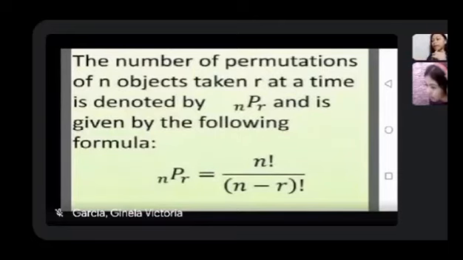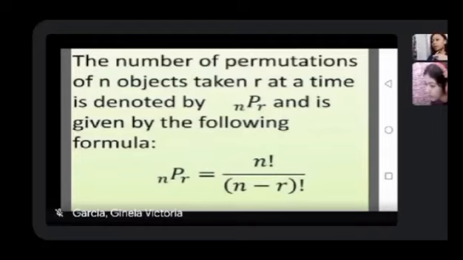Factorial of a number n is defined as the product of all of the integers from n to 1. For example, the factorial of 5. 5 factorial equals 5 times 4 times 3 times 2 times 1, and that equals 120. The number of permutations of n objects taken r at a time is denoted by permutation of n taken r at a time and is given by the following formula. Permutation of n taken r at a time equals n factorial over n minus r factorial.